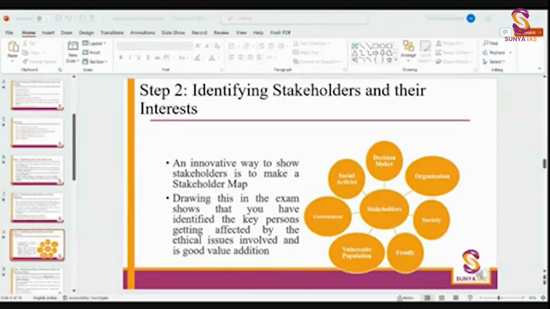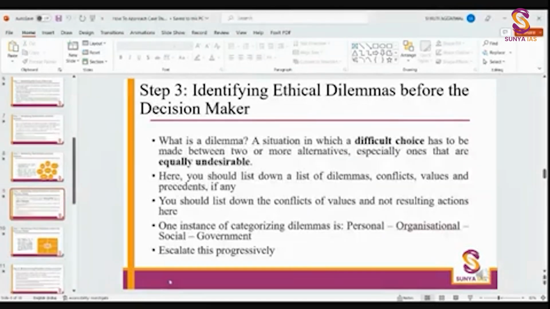It will take less space, right? And you can show the examiner that you have identified who all will be getting affected by the particular decision. So here you have different stakeholders like social activists, government, vulnerable population, family, society, organization, and your decision maker, right? Okay, so now we move on to step 3, which is identifying ethical dilemmas before the decision maker, right?